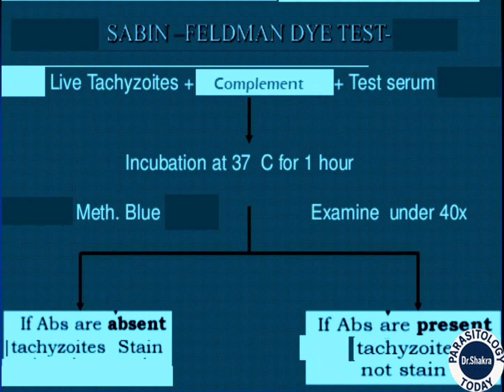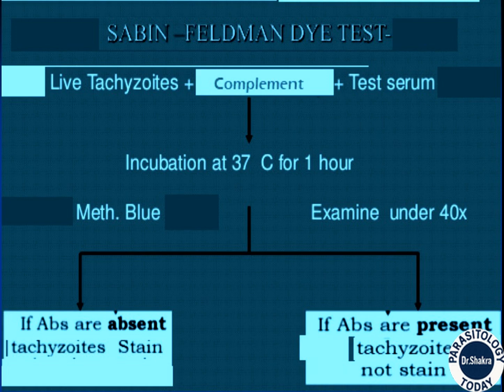After adding methylene blue, the mixture is examined microscopically. If antibodies are absent, the tachyzoites take up the dye and appear blue, whereas if antibodies are present, they damage their membranes and prevent them from taking up the dye and remain unstained. Although highly specific, the test is rarely used today because it requires live parasites and specialized laboratory conditions.